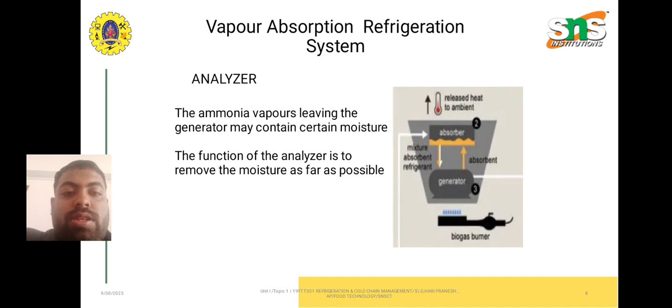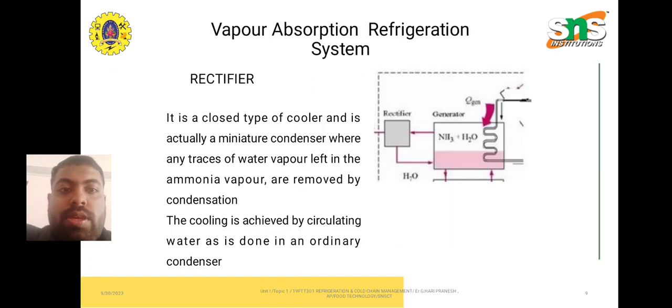Now we are going to see the components of the vapor absorption refrigeration system. The first component is the analyzer. The ammonia vapors leaving the generator may contain certain moisture. The function of the analyzer is to remove the moisture as far as possible. Next, we are going to see the rectifier. It's a closed type of cooler and is actually a miniature condenser where any traces of water vapor left in the ammonia vapor are removed by condensation. The cooling is achieved by circulating water as is done in an ordinary condenser.